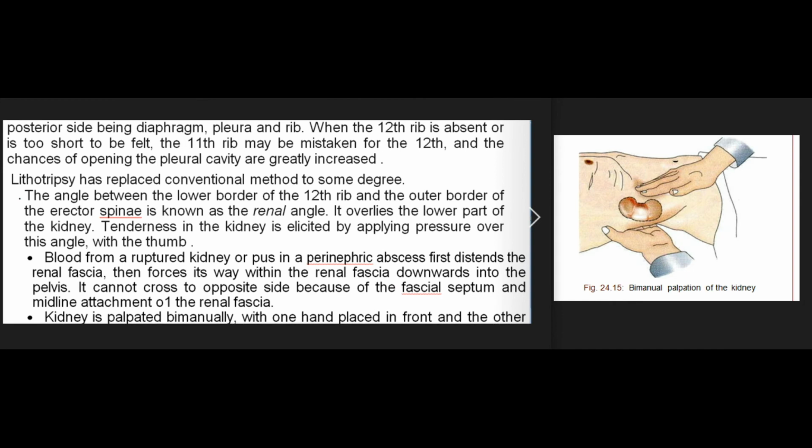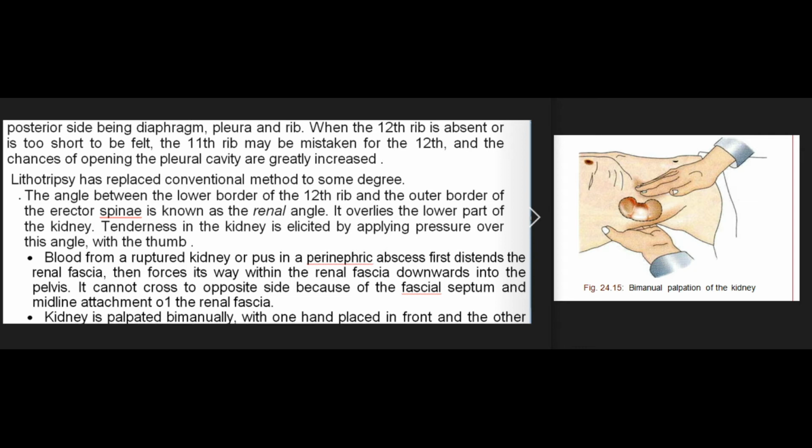When the 12th rib is absent or is too short to be felt, the 11th rib may be mistaken for the 12th, and the chances of opening the pleural cavity are greatly increased. Lithotripsy has replaced conventional method to some degree.